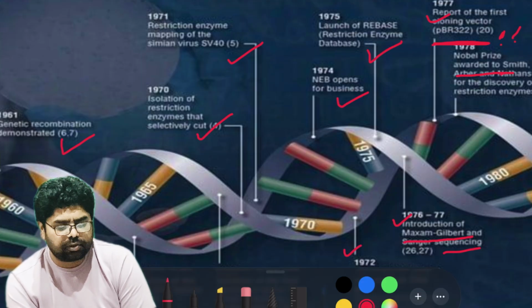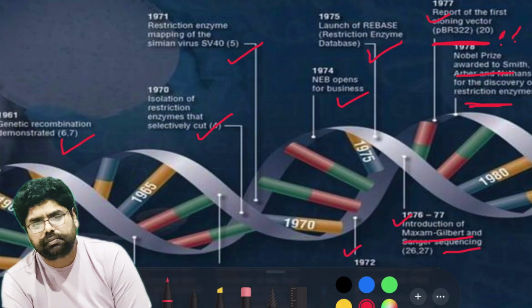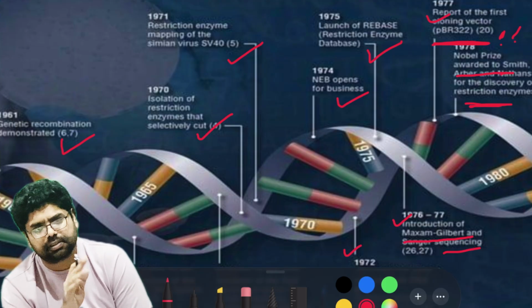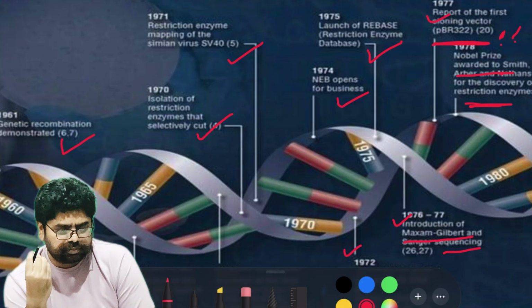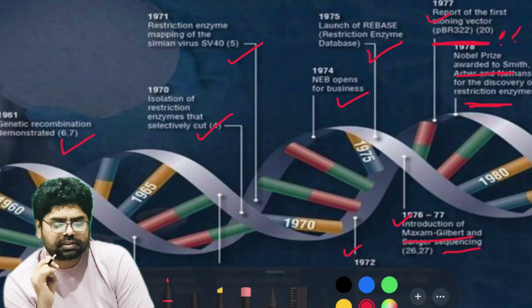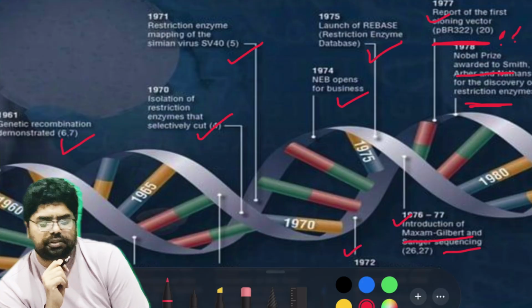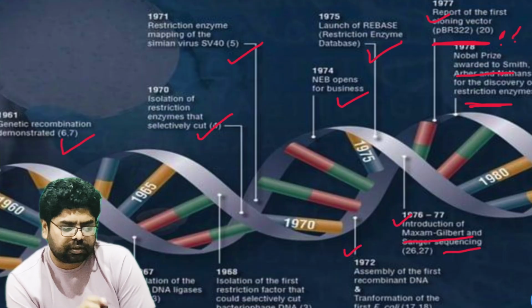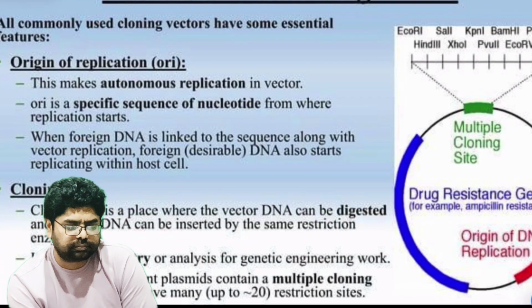Now, 1978 Nobel Prize was awarded to Smith, Arber and Nathans for the discovery of restriction enzymes. This you must remember for the exams. Some exams ask memory-based questions, so you have to remember these kinds of things.